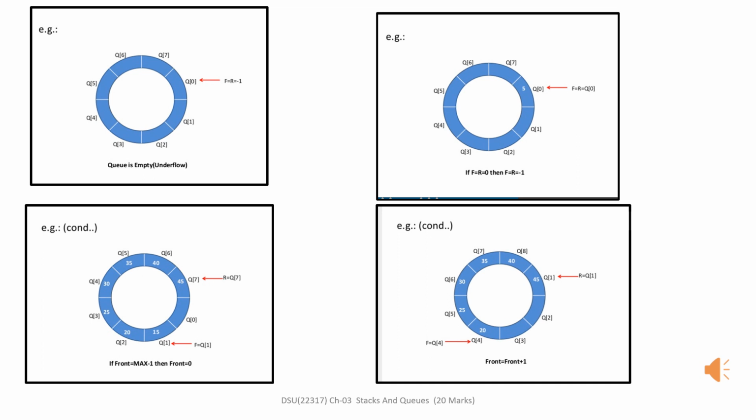And in the next condition, if front is equal to max minus 1, then front is equal to 0. Then at queue of 7th, we can insert the element at the queue of 7th place. Again, front is equal to front plus 1, which means while deleting the element from the queue, we can increase the front by 1.